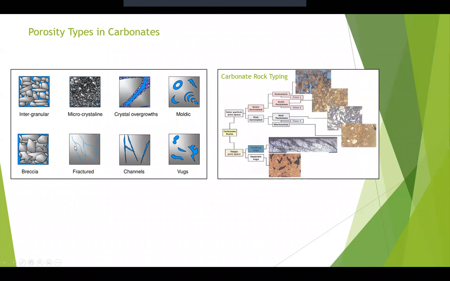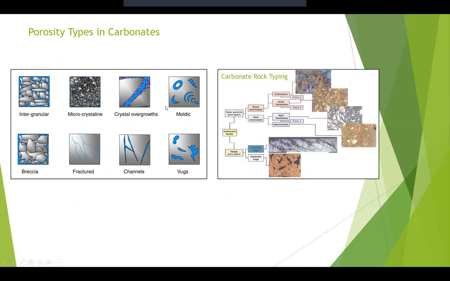So in carbonate, you can find any type of porosity shape that you can imagine: intergranular, microcrystalline, crystal overgrowth, or moldic. Moldic could come from seashells, foraminifera or other grains that have been dissolved by formation water, giving moldic porosity. Then we have breccia, fracture porosity, channels, and vugs. And vugs sometimes are connected and sometimes not, which makes evaluation even more difficult.